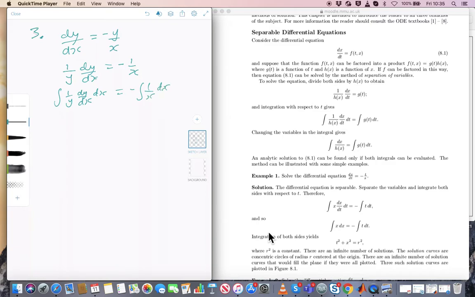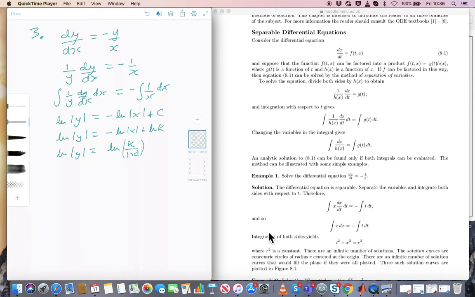On the left hand side, the integral of 1 over y dy is simply log mod y, and this is equal to minus log mod x, and then plus our constant. Remember, again, we combine the constants and we end up with one constant. So log mod y is equal to minus log mod x plus, say, log k. So c is equal to log k. Then log mod y, just using properties of logs, will give us log of k divided by mod x.